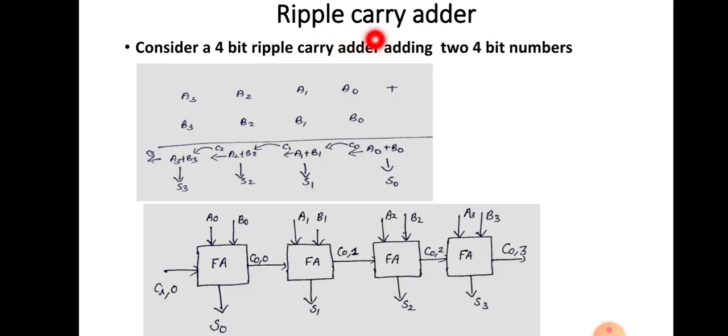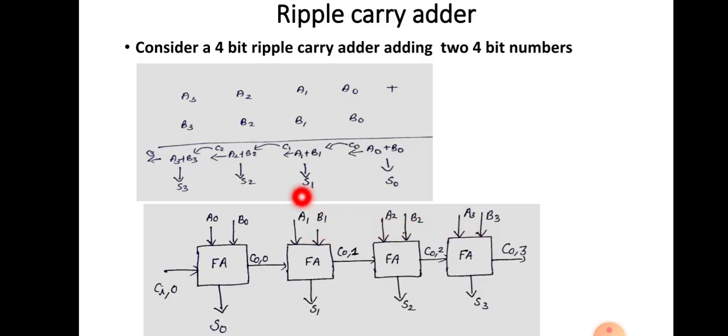The carry bypass adder is a modification of the ripple carry adder. In the case of the ripple carry adder, the carry first ripples from the first stage to the second stage, and the second stage carry ripples from the second stage to the third stage.